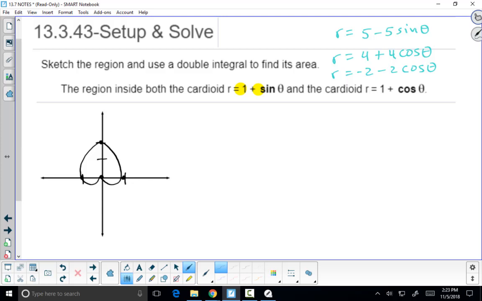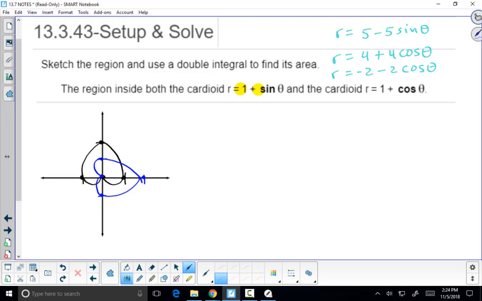Second cardioid. Now we're going to go with the cosine one. Plug in 0. Cosine of 0 is 1. 1 plus 1 is 2. So for the cosine one, our first point's out here. Up to pi over 2. Cosine pi over 2 is 0. We're going to be 1 unit away from the origin. Plug in pi. Cosine pi is -1. We're right there. 3 pi over 2. We're right there. So this cardioid is going to look like that.